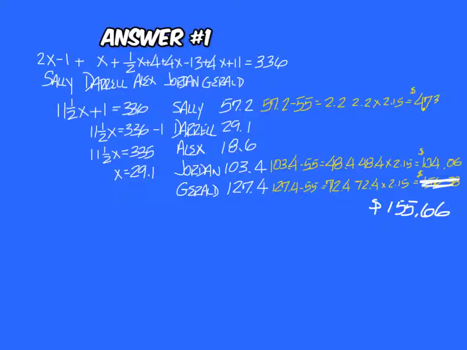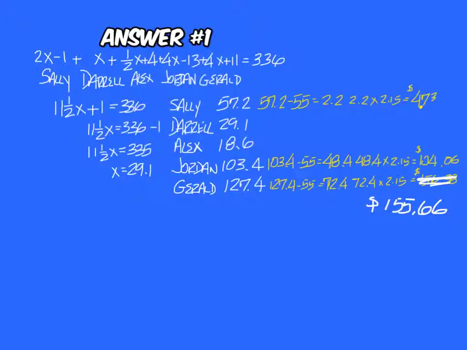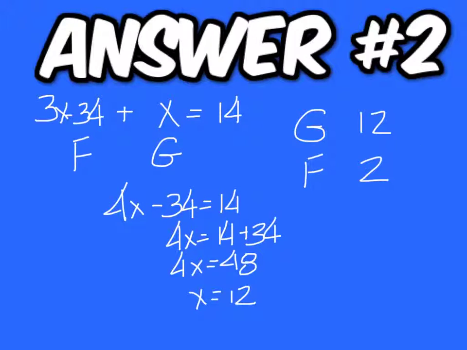Anyway, this should have been 155.66 for this one here, and this came out to be a decimal, and that's not normal, so everybody gets 2 points for this one extra. On number 2, your expression should have been 3x minus 34 and x. Set it equal to 14 and solve to get 12. So this one is 12 and the other one is 2.